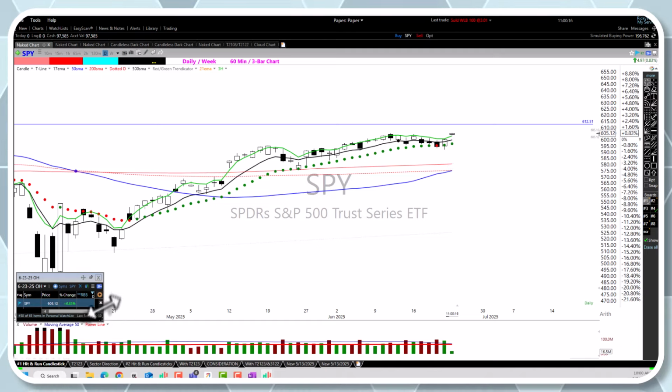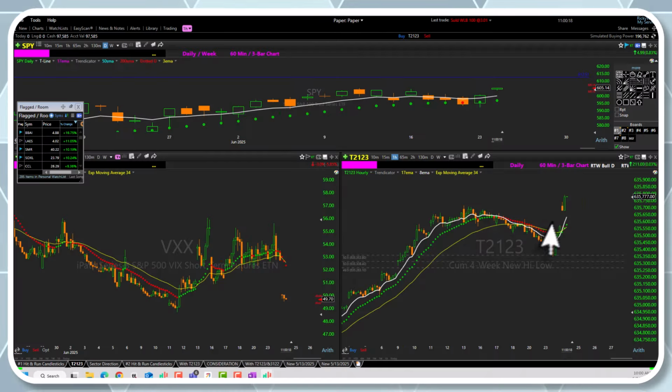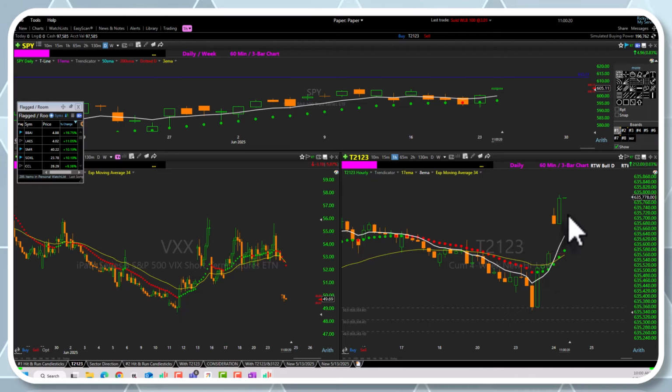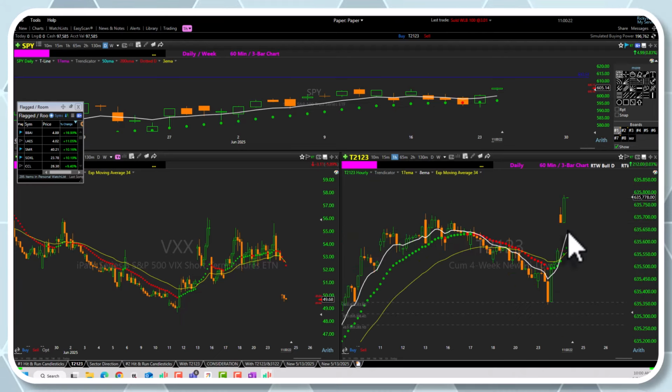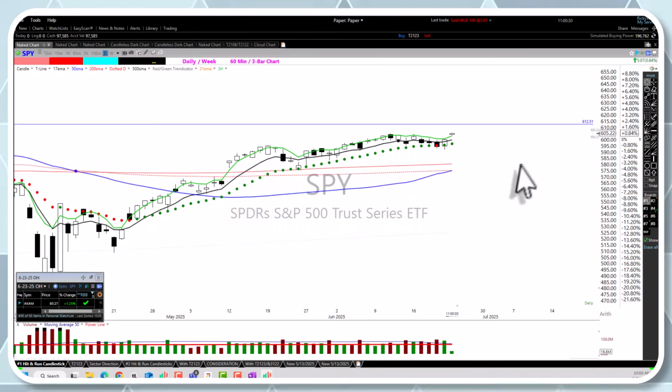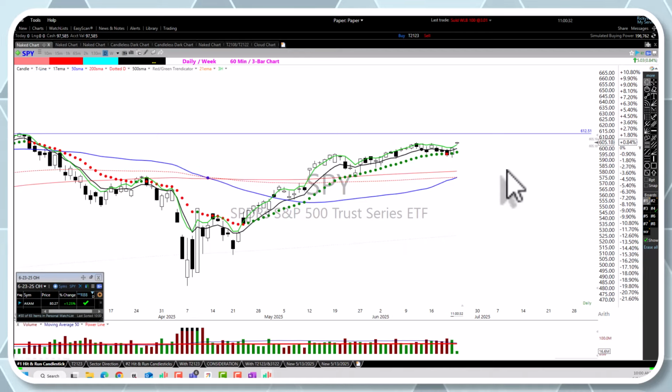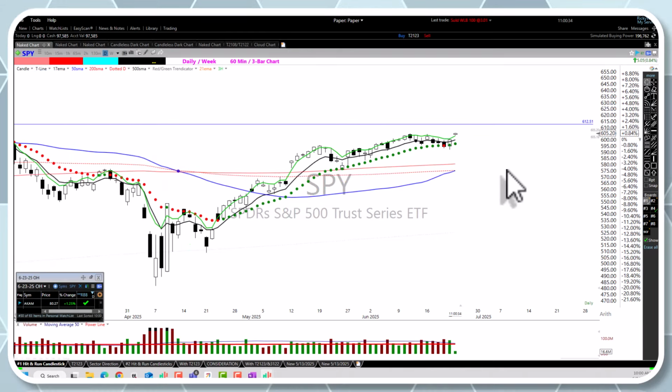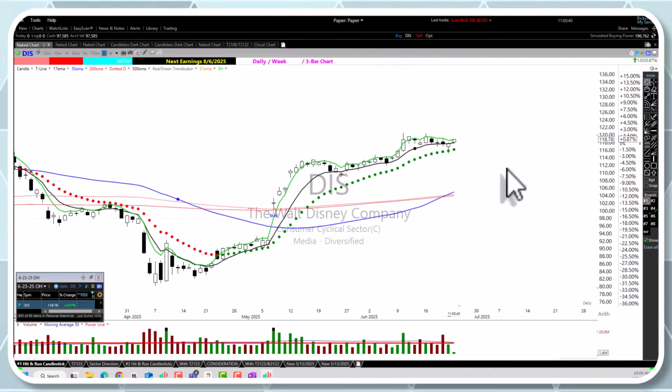The market is bullish. I'm going to come down and look at T2123 because I do this. Not all of you have this, and maybe you have something else, but this is what I do. That's bullish. It's starting to work, okay? So the point I want to make there is the market has your back. The market is in the right direction to trade long. So let's look at trading Disney long, okay?